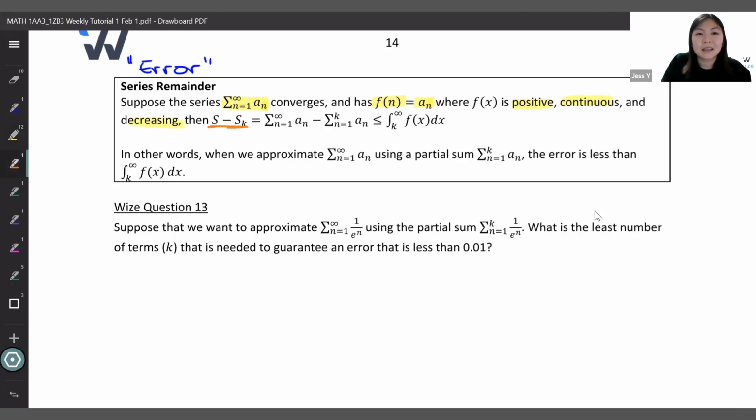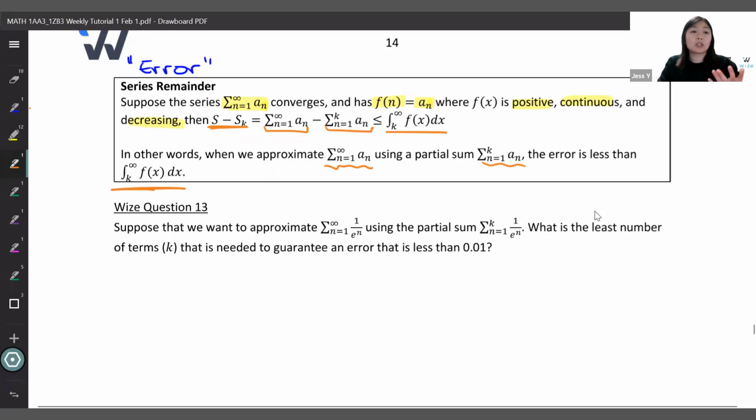S minus S_k, meaning the series, the sum of a1, a2, a3, all the way up to infinity, minus the first k terms, so minus a1, a2, up to a_k, that difference is less than or equal to the integral from k to infinity of the function. So in other words, if we approximate the sum using a partial sum, where I'm allowed to just add up k terms, there's going to be an error there. That error is going to be less than the integral between k and infinity of f(x) dx. That's what that's saying.